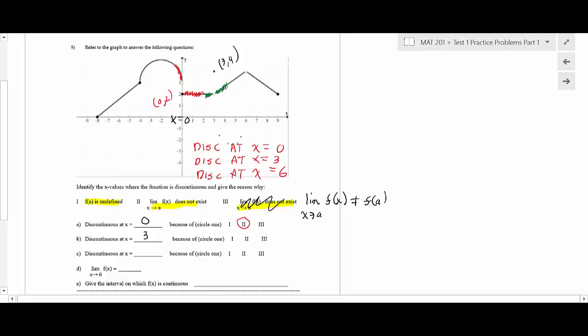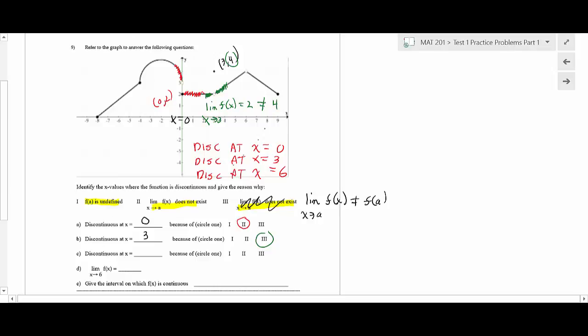But the problem is, on this one, if we looked at the limit as x approaches 3 of f of x, that's equal to 2. And then the function value is equal to 4, so that would mean that this would be the third case, is this would not be equal to the function value of 4. So that's why that function is discontinuous at x equals 3.